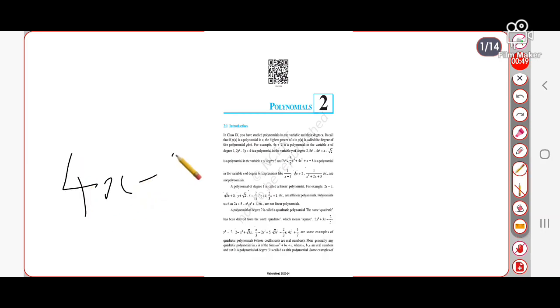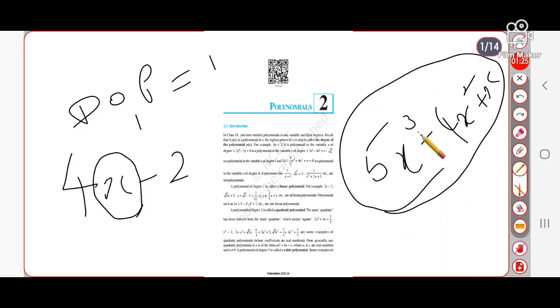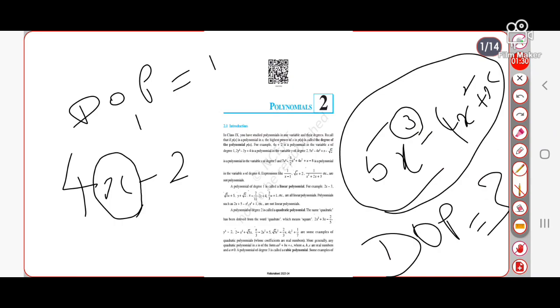Take 4x minus 2. Here the highest degree is 1, so the degree of the polynomial is 1. These are the basic things that we have to know while we are moving into this lesson. Now take 5x cube minus 4x square plus x. Here the highest degree value is 3, so the degree of the polynomial here is 3.